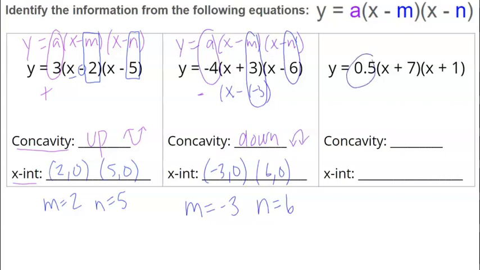Our a value is positive, so the concavity should be up, and our x-intercepts would be (-7, 0) and (-1, 0), because there are plus signs instead of minus signs, so we take the negative version of those numbers.